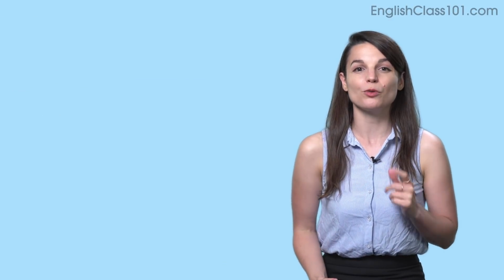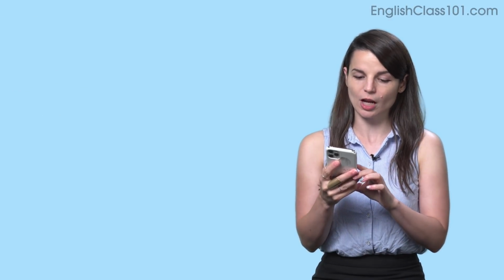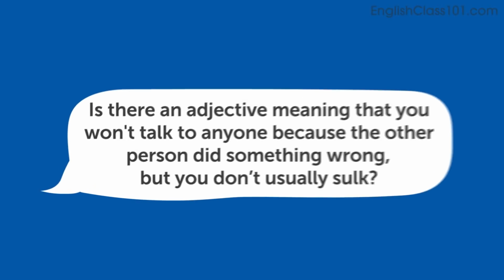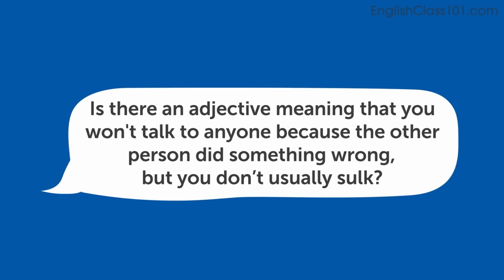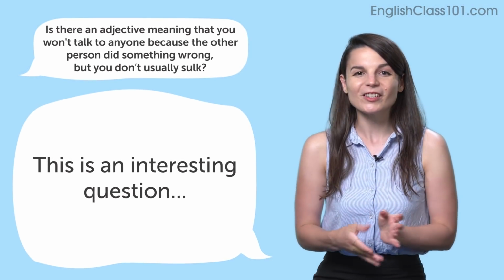Okay, let's move on to your next question. Next question comes from Nihan. Hello, Nihan. Nihan says, hi, Alisha. I've got a question. Is there an adjective in English meaning that you won't talk to anyone because you're sulking, but it's temporary because another person did something wrong to you, and it's not that you often sulk as a personal quality? Yeah, this is an interesting question.